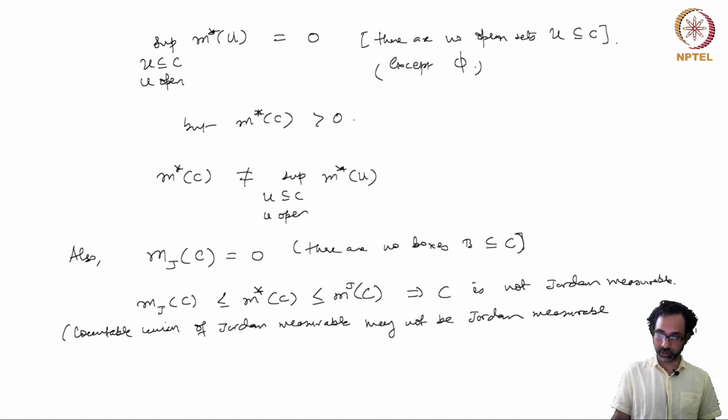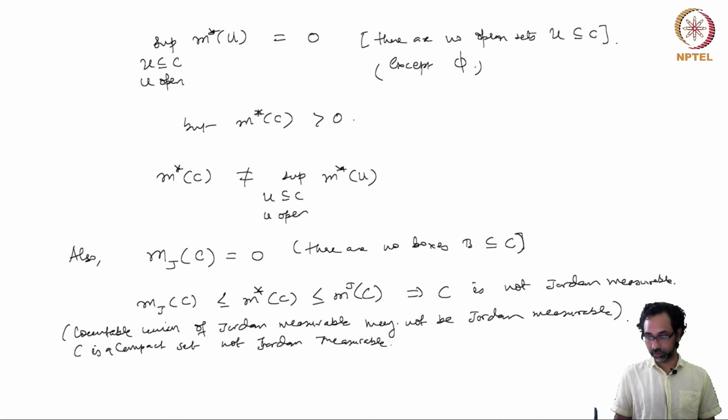In fact this is even a compact set, and so this is also an example of a compact set not being Jordan measurable. So C is a compact set which is not Jordan measurable.